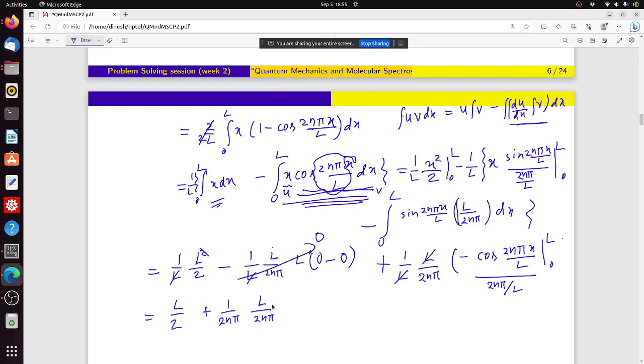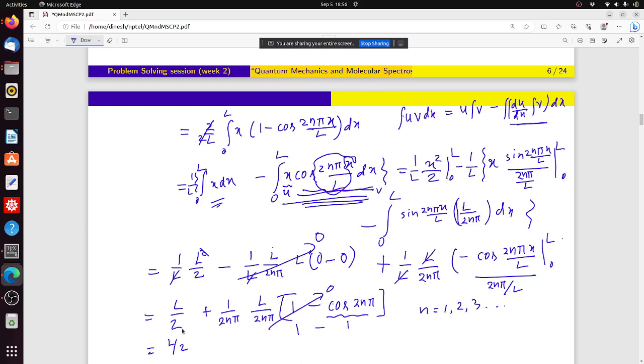Then we can do one thing: put the lower limit first. So this will be cos 0, cos 0 is 1, minus the upper limit 2 n pi, now cos 2 n pi. Whether n is 1, 2, 3, whatever you put, it will be some integer multiple of cos 2 pi. What is the value of cos 2 pi? 1. Yes, so this is 1 minus 1, so this also goes to 0, so ultimately we have L over 2.